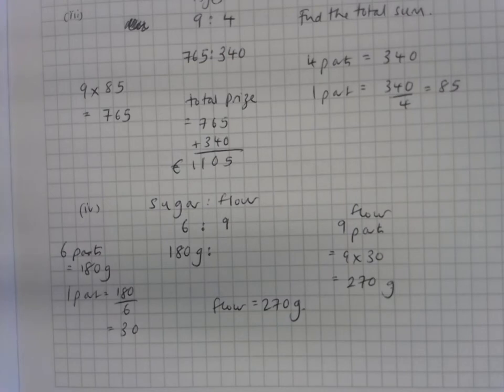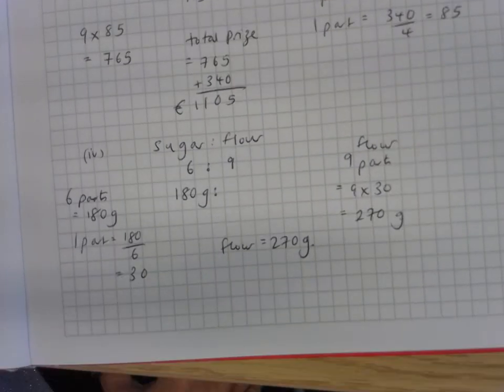So all the time we're trying to find 1 part and work from there. If we're given the total and we're given the ratio, we add the ratio together and divide to get 1 part. If we're given an amount and given a ratio, like in this one, we're told that 6 parts are 180. We divide by 6 to get 1 part. Okay.